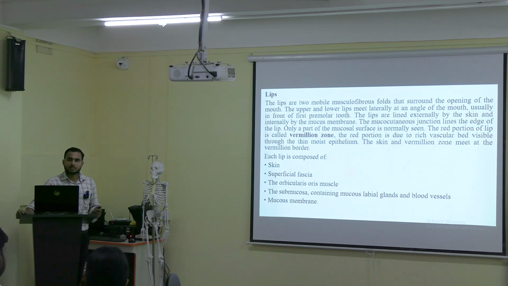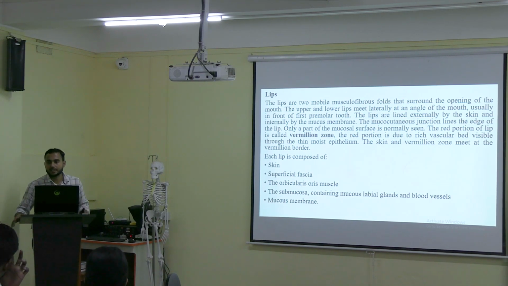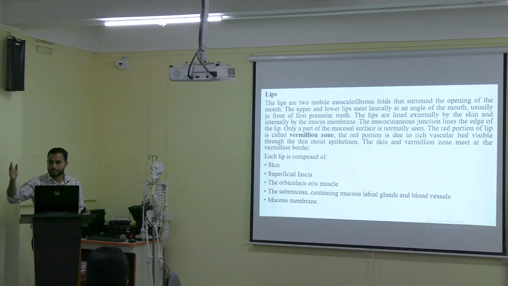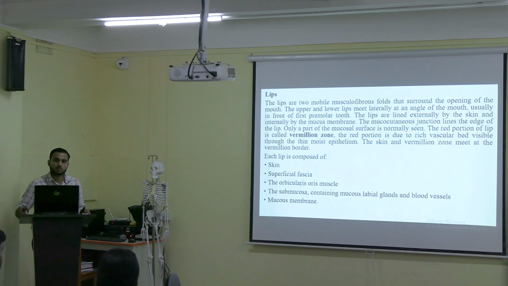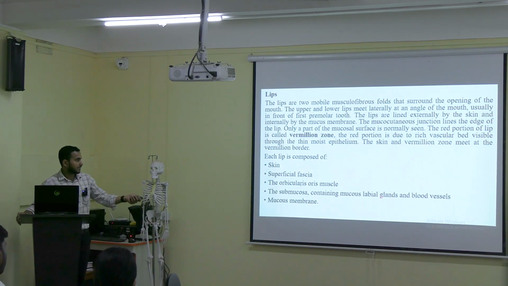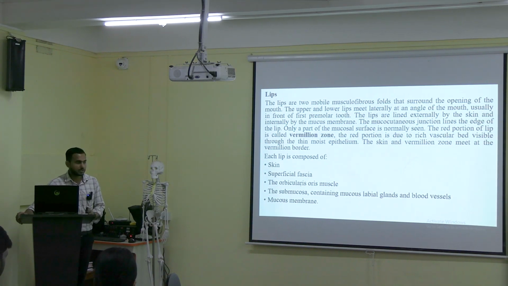Now last week we discussed the salivary glands. At that time, I hope you remember, I mentioned the major salivary glands and minor salivary glands, right? In the minor salivary glands, I showed you the list. In that I mentioned labial glands. So these are the labial glands which are present in the lips, okay? And lastly the mucous membrane.